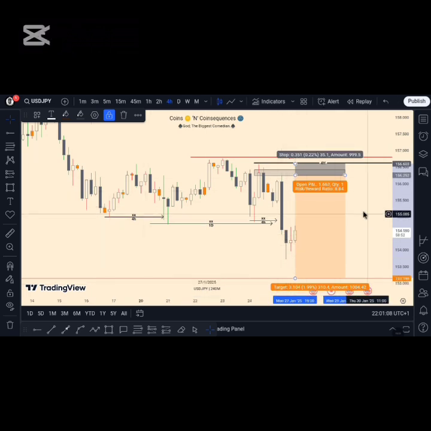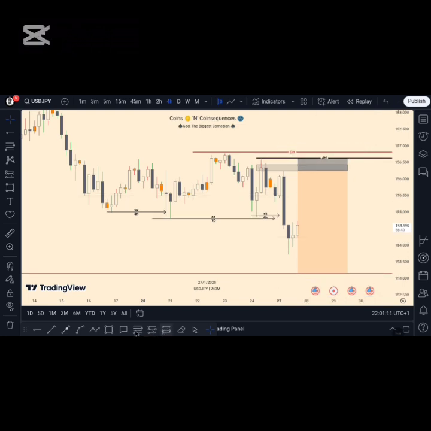So basically, this is what I'm expecting. I'm expecting price to do something like this: upside, take out this liquidity, then pull down, then possibly continue going up. But presently, what price is giving us, let's not bother selling it.